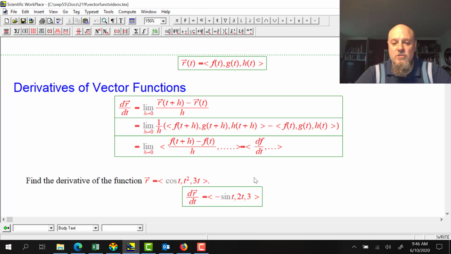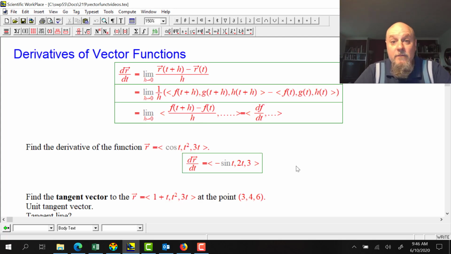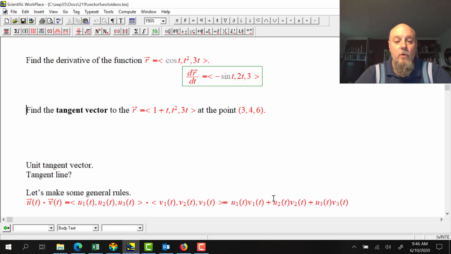So find the derivative of the function. That's not too bad. That's mechanically very straightforward. We can use it in other types of questions here. So find the tangent vector to the function. So here's a function. We want the tangent vector, and we want it at the point 3, 4, 6. So the tangent, let's get the tangent vector first.